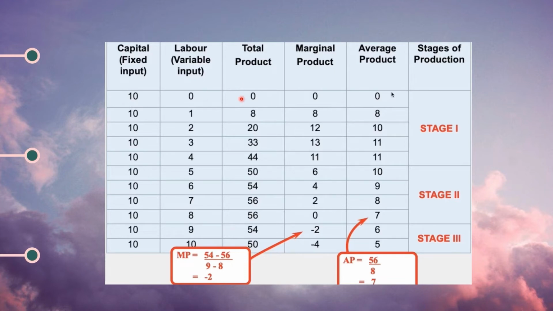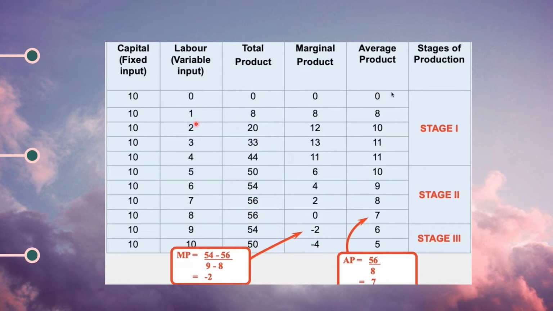So we do not have to calculate anything here, but we move on to the first labor, how much they contribute. To calculate MP, change in TP, meaning new minus previous, divided by new minus previous, new minus old. Meaning 8 minus 0 divided by 1 minus 0 equals 8. So that is the marginal product for the first labor.